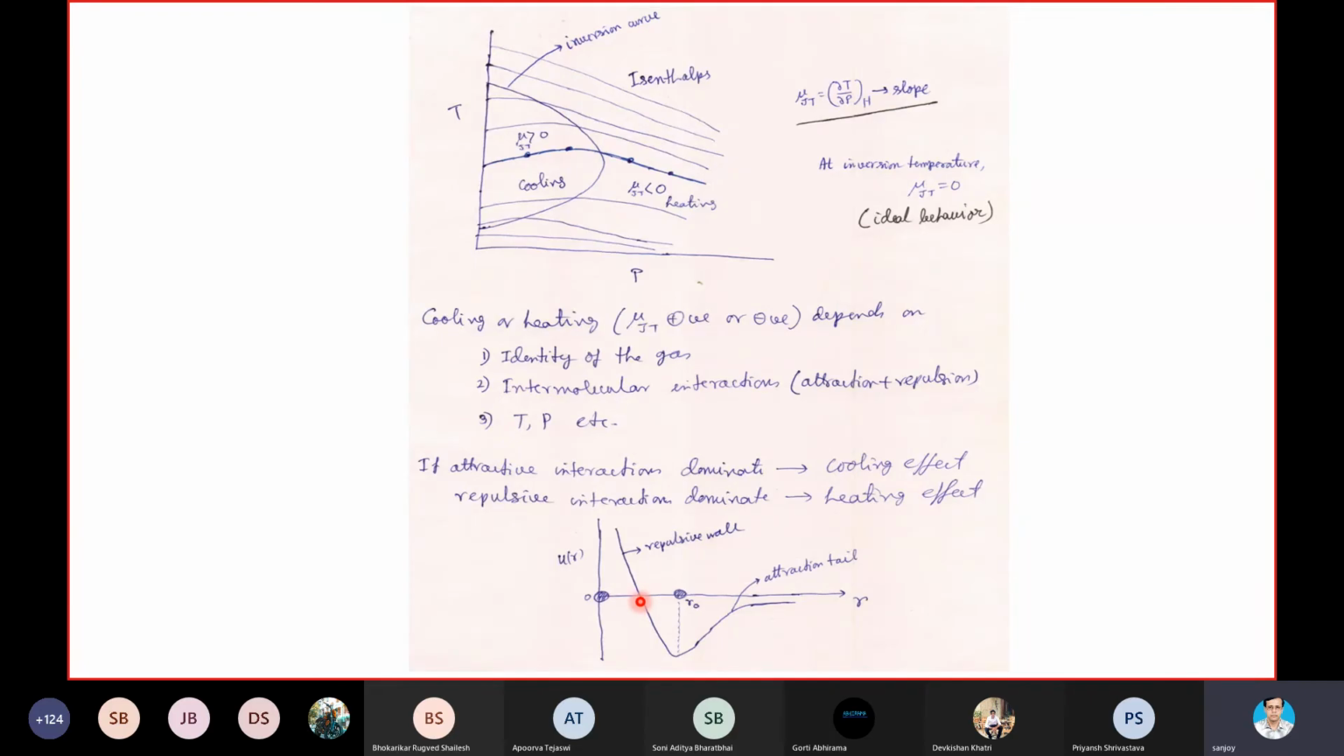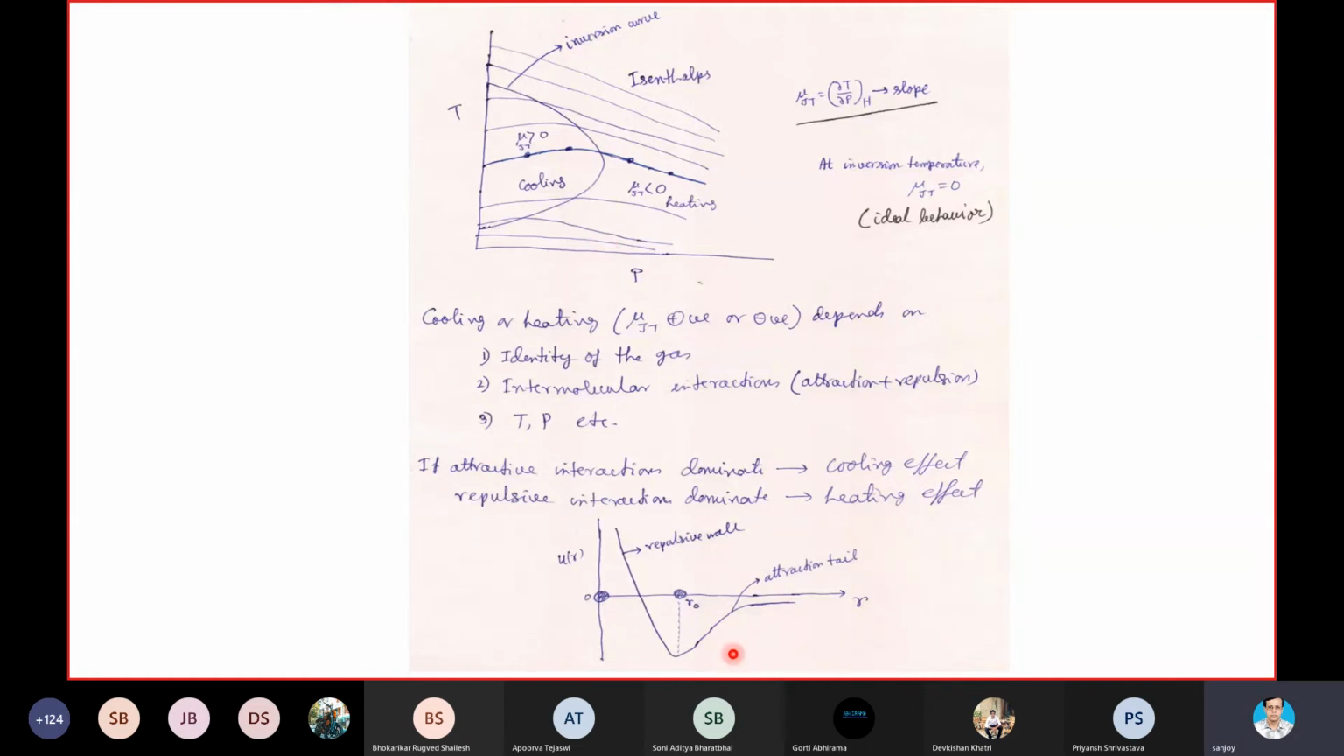But after some time, you see the repulsion becomes very, very dominant and the energy becomes very high. That means this particle cannot approach further. This we call a repulsive wall. That is a large wall and it goes to infinity. So the particle cannot approach further. Here repulsion is so dominating that it plays the important role, and it determines the characteristic of the gas. Now the question is, which one is the dominating factor in this case? That will determine whether you get a heating effect or a cooling effect.